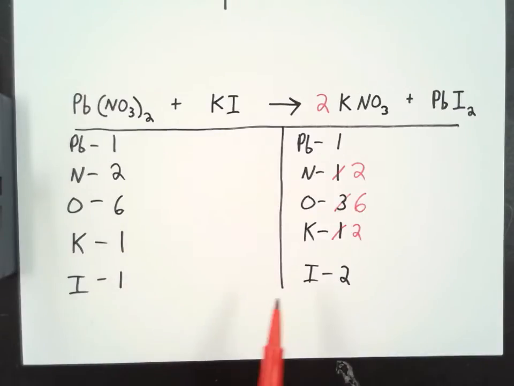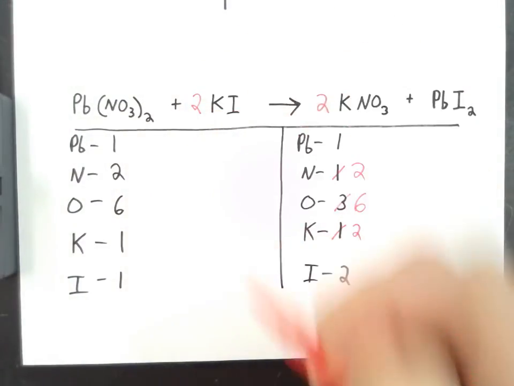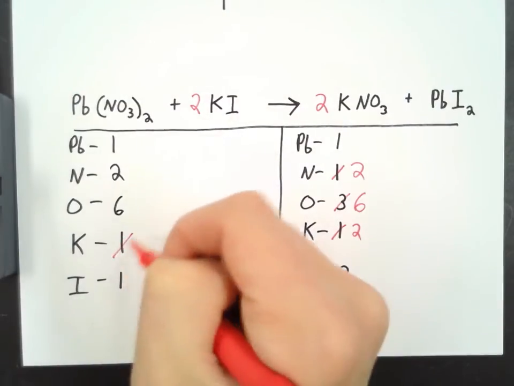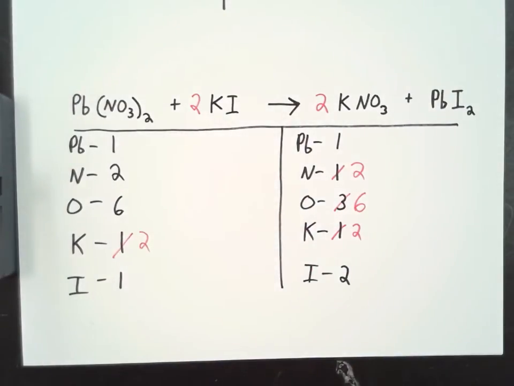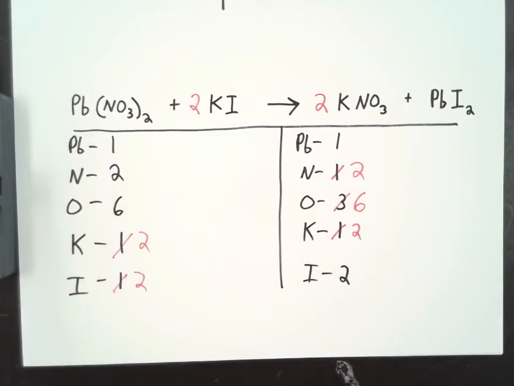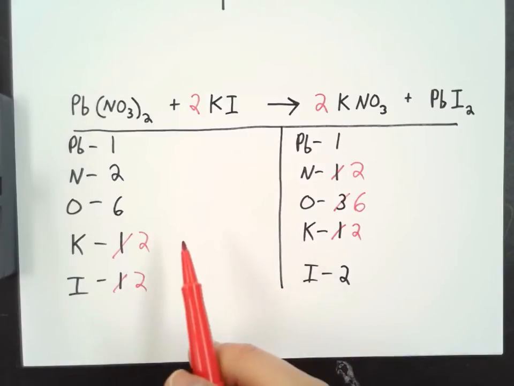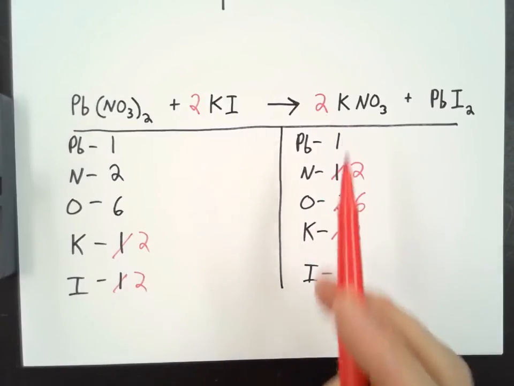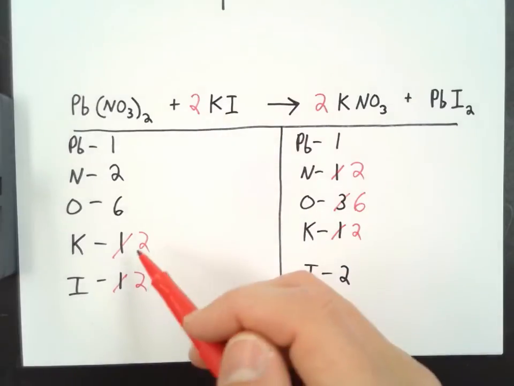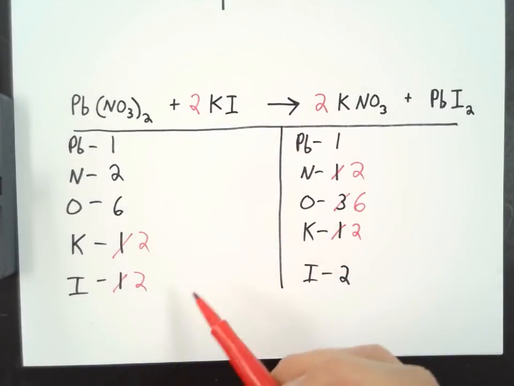the left and 2 iodines on the right. So to alleviate that, I could add a 2 here in front of potassium iodide. Now that changes the potassium to 2, and it changes the iodine to 2. And I think I missed this earlier, but the potassium was unbalanced when I added the 2 up here, because I ended up with 2 potassiums and only the 1 potassium over here. So by adding this 2, I fixed both the potassium atoms and the iodine atoms.